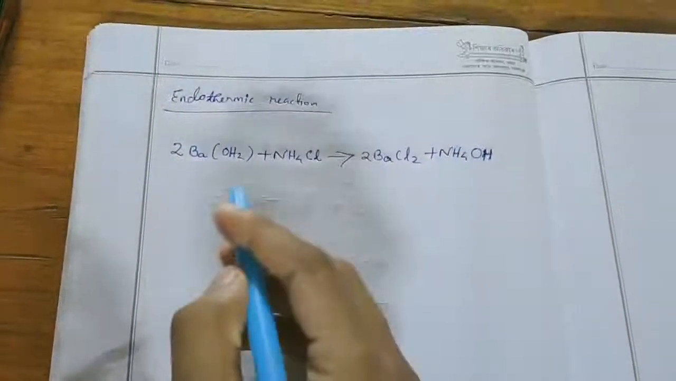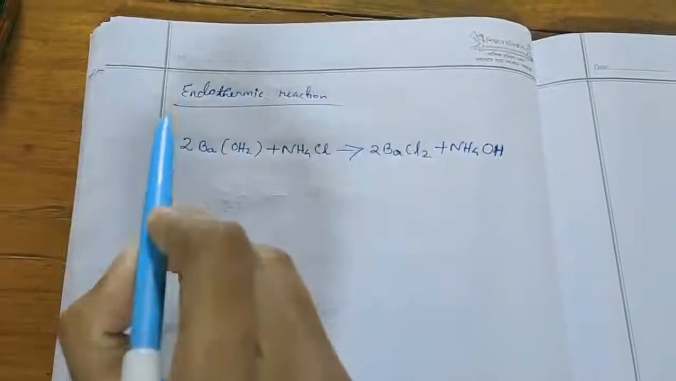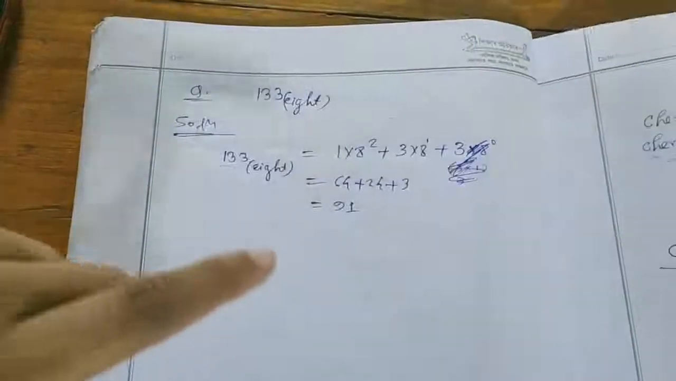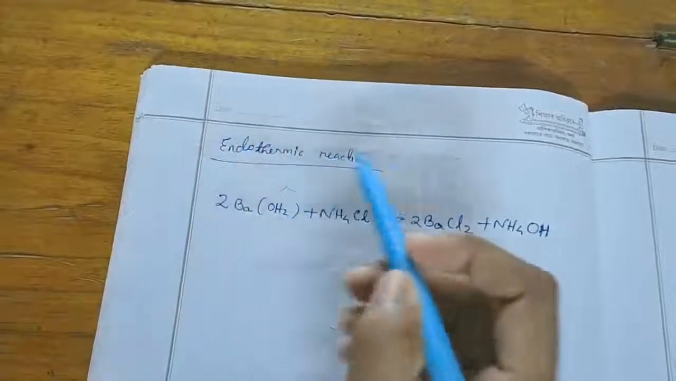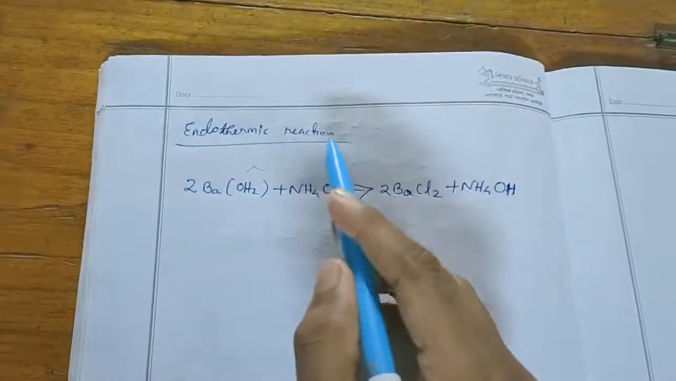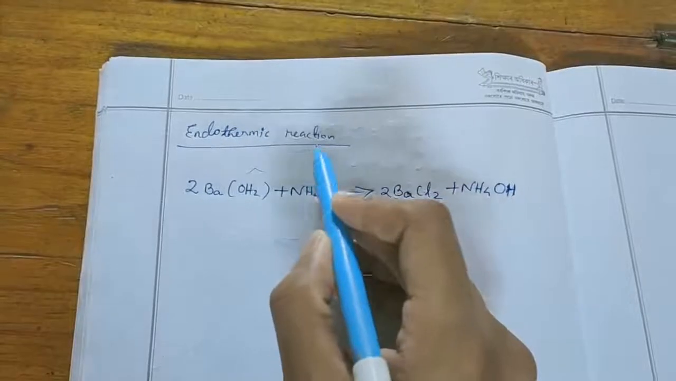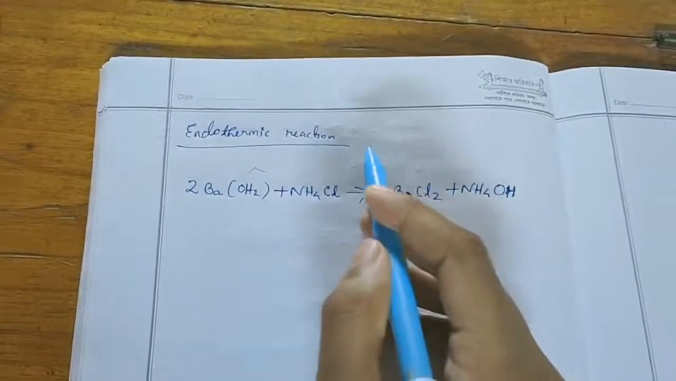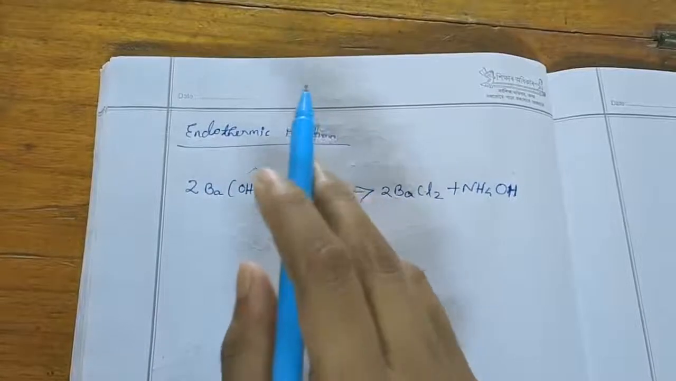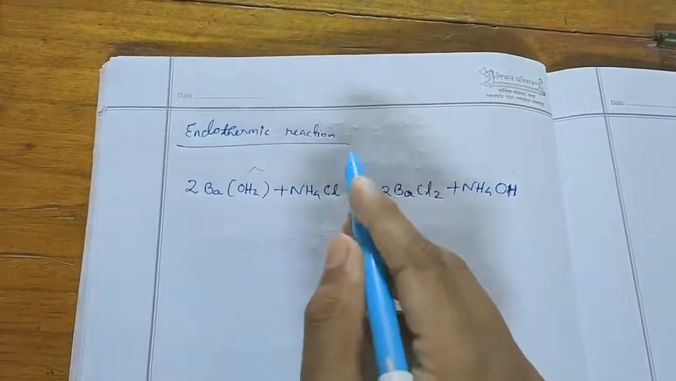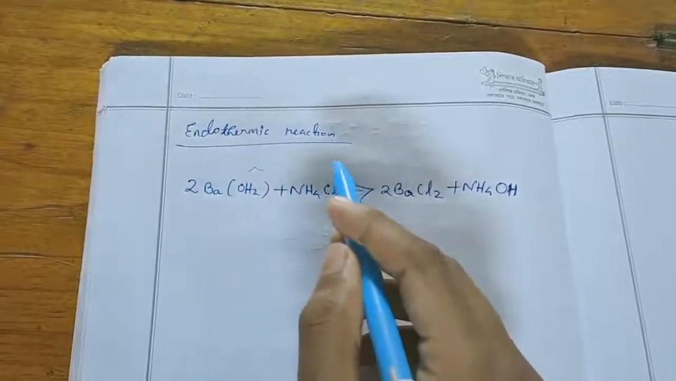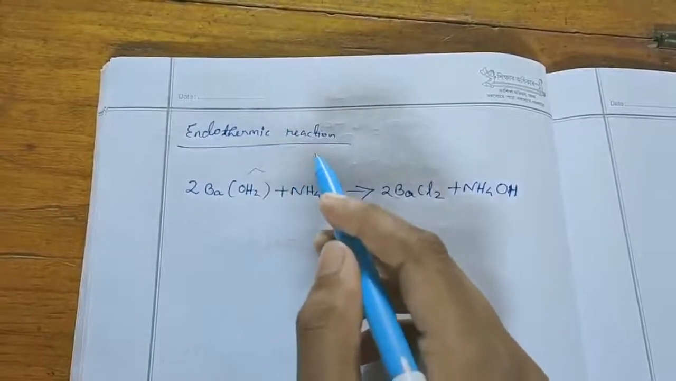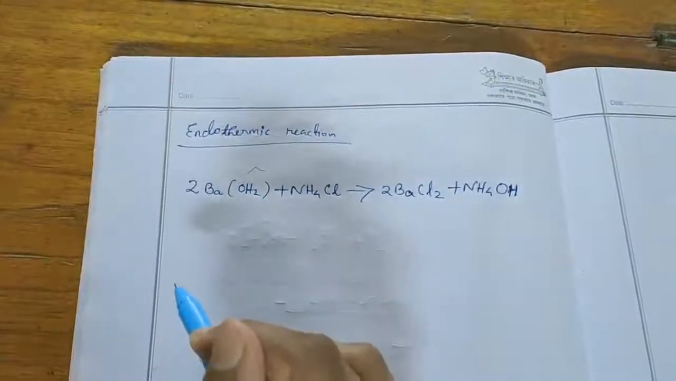The next type is endothermic reaction. This is not a decomposition reaction, this is a different reaction. Endothermic reaction: the reactions which require energy in the form of heat, light, or electricity are called endothermic reactions.